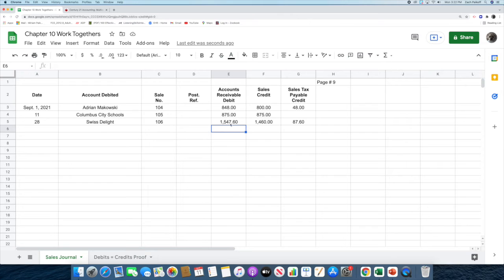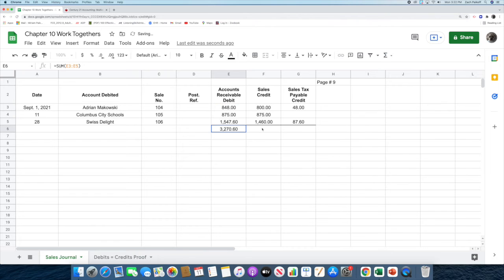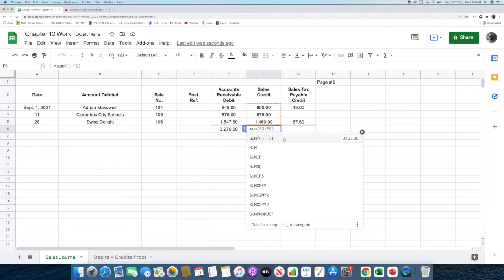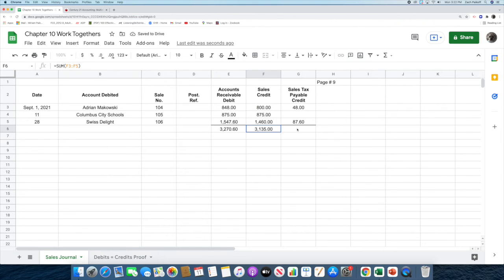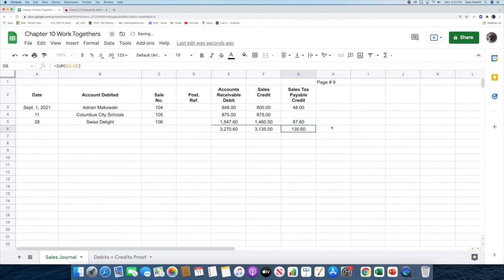The next thing that we're going to do is draw a single line rule here. And then, using the sum formula, we are going to total all three of these columns. So starting with the accounts receivable debit column, we're going to type in equals sum, select cells E3 to E5, and then right click. And that gives us $3,270.60. Moving on to the sales credit column, we're going to type in equals sum, select cells F3 to F5, and then right click. And that gives us $3,135. Finally, for the sales tax payable credit column, we're going to type in equals sum, select cells G3 to G5, and then right click. And that gives us $135.60.